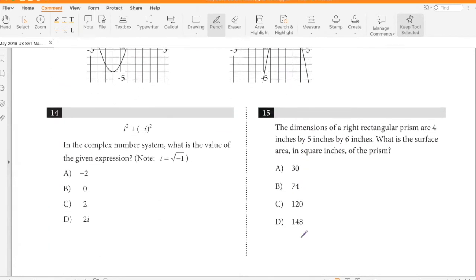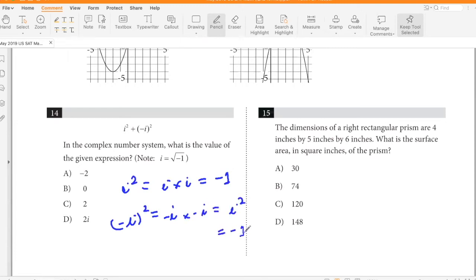In the complex number system, what is the value of the given expression? So i squared is i into i. So that is -1. And minus i, the whole squared, is minus i into minus i, which is again i squared, which is -1. So -1 plus -1, -2.